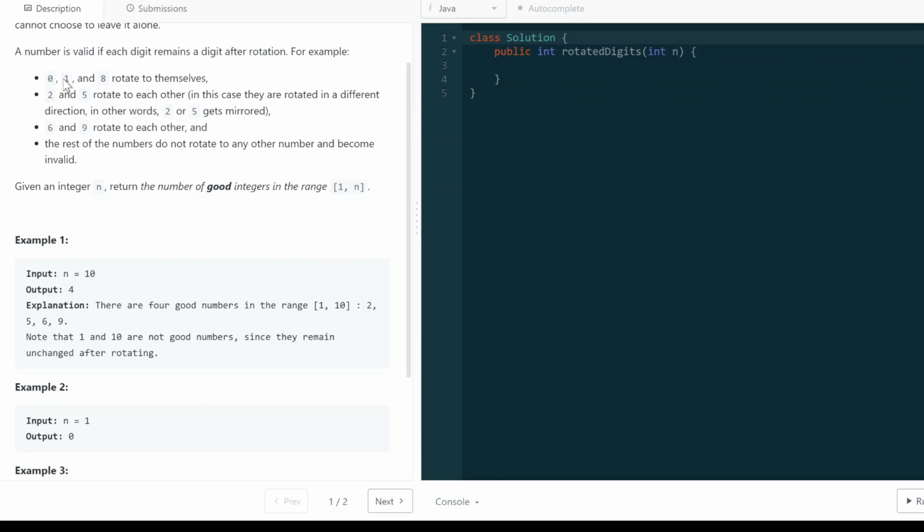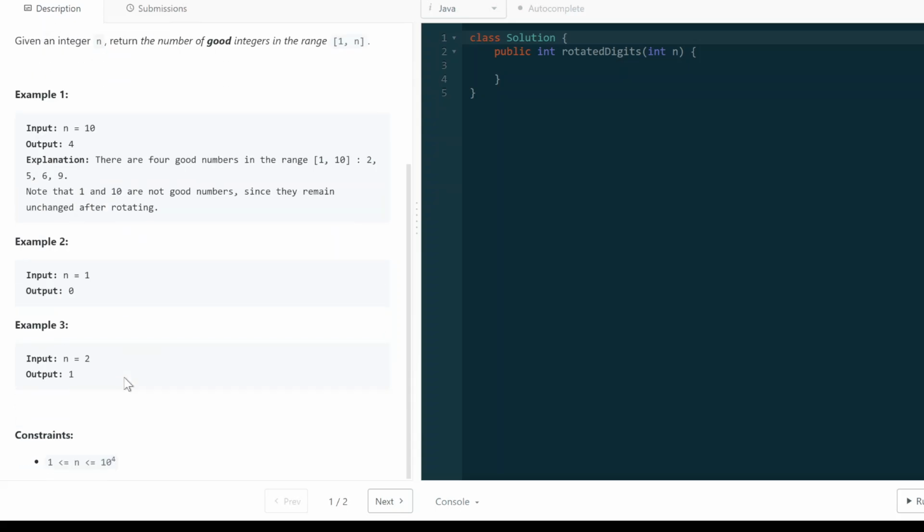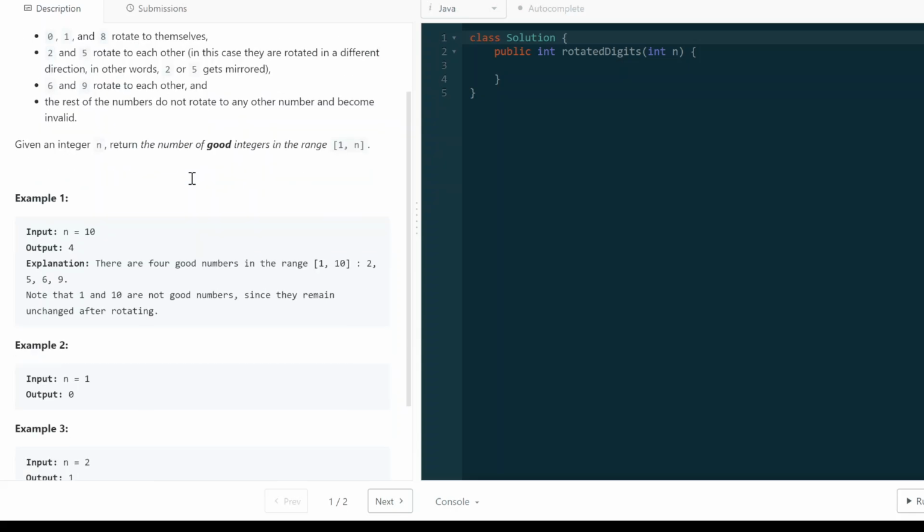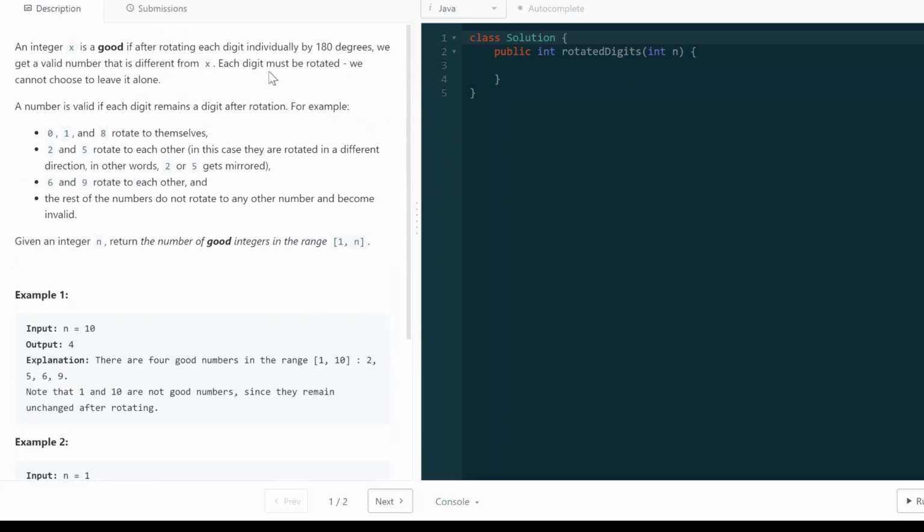1 is not a good integer since it remains unchanged after rotating. Oh my god, what is it? Okay, after rotating each digit individually by 180 degrees, we get a valid number that is different from x. Each digit must be rotated. We cannot choose to leave it alone. A number is valid if each digit remains a digit after rotation. For example, 0, 1, 8 rotate to themselves.